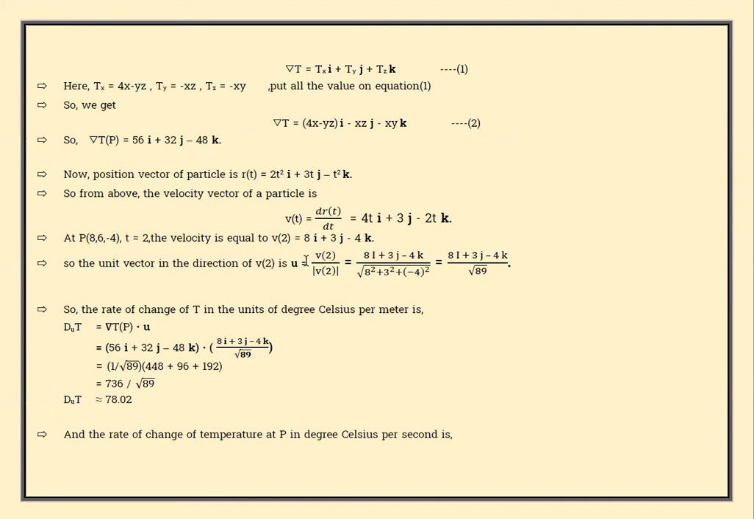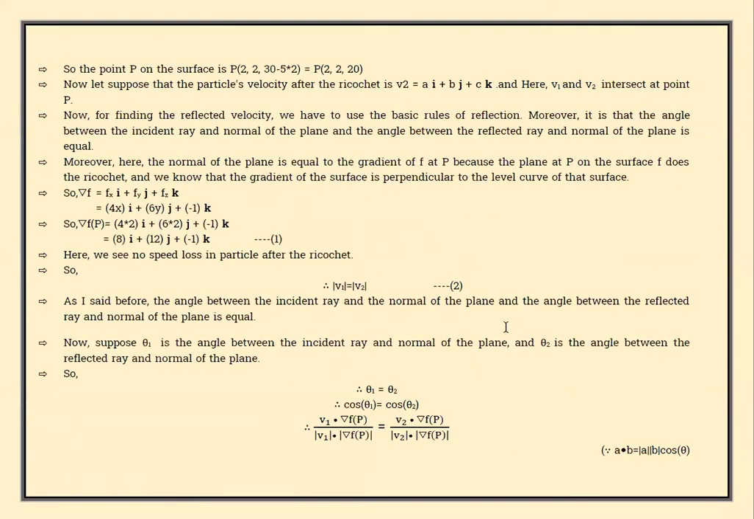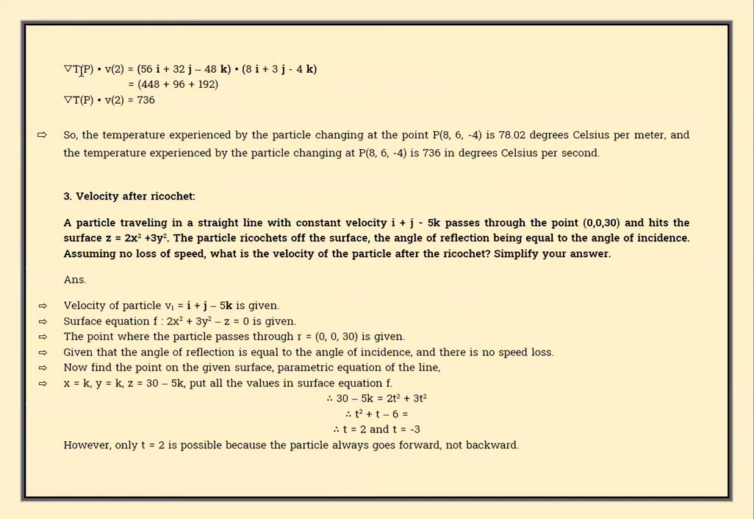And with the use of that, I derive the unit vector in the direction of the velocity vector, and then calculate the directional derivative of T, and it comes out as 78.02. Now, the rate of change of temperature at t, in terms of Celsius per second, is as follows, and it comes out to be 7036. So that's the first question.